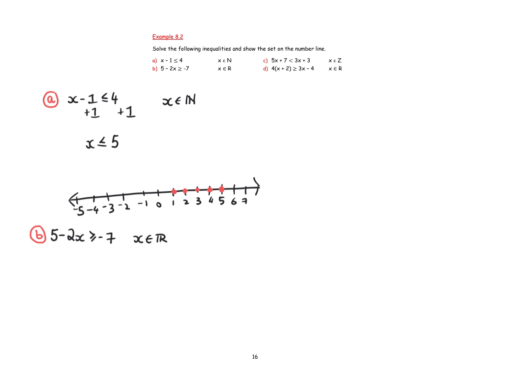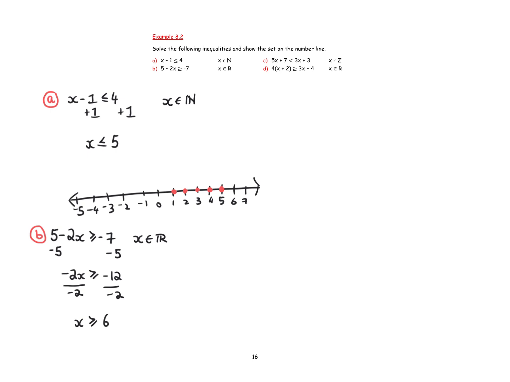The next one, B, is 5 minus 2x is greater than or equal to -7, and x is an element of the real numbers. Again, I just solved this as if it's a normal linear equation. I want to find out what x is, so I'm going to first of all remove the 5 from both sides, and I'll have minus 2x is greater than or equal to -7 minus 5, which will give us minus 12. And then I want to get what x is. I now have minus 2x, so I divide both sides by minus 2, and I'll end up with x greater than or equal to 6.